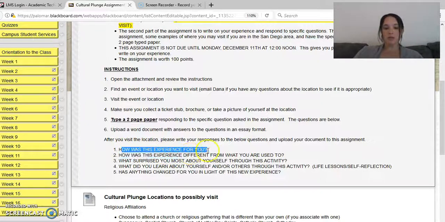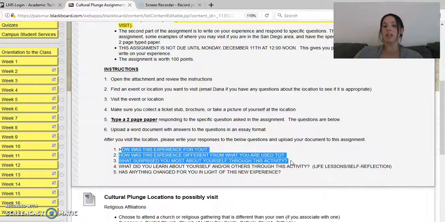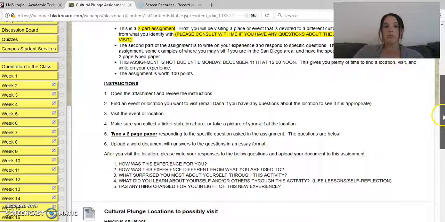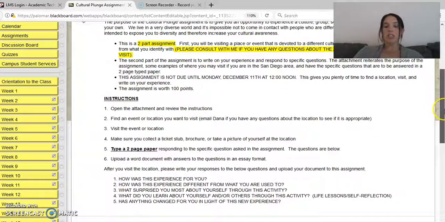How was this experience for you? How was this experience different from what you're used to? What surprised you most about yourself through this activity? What did you learn about yourself and or others? And has anything changed for you in light of this new experience? So make sure that you answer those questions thoroughly.